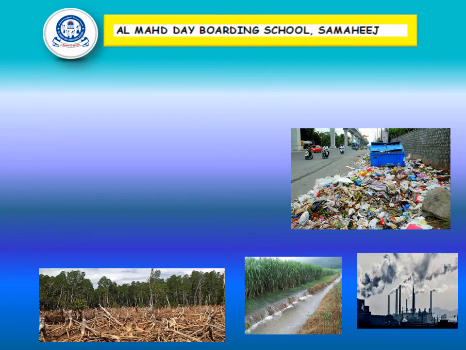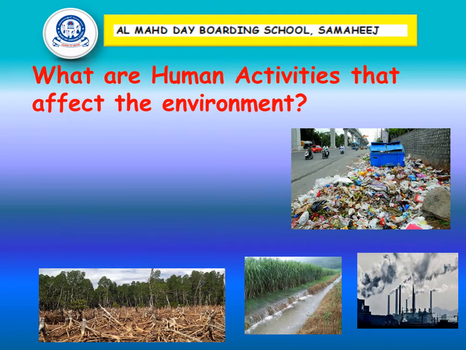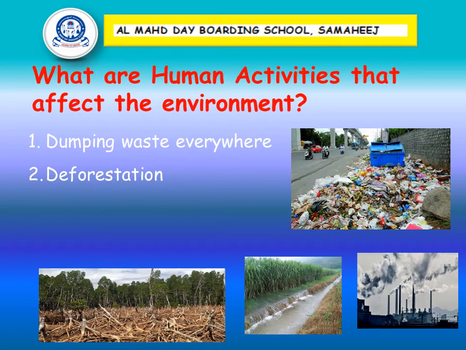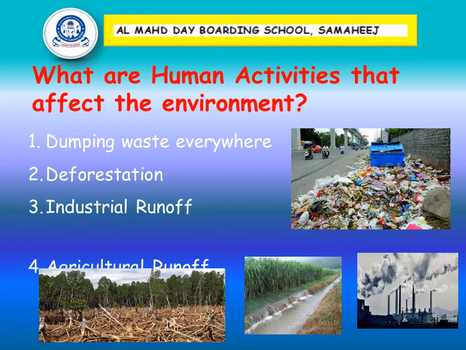Everything humans do as we live and work has an effect on the air, water, and land in our environment. What are human activities that affect the environment? First, dumping waste everywhere or not disposing or throwing garbage properly. Second, deforestation. Deforestation is when forests are destroyed by cutting trees and not replanting them. Third, industrial runoff. Waste from the factories and cities.